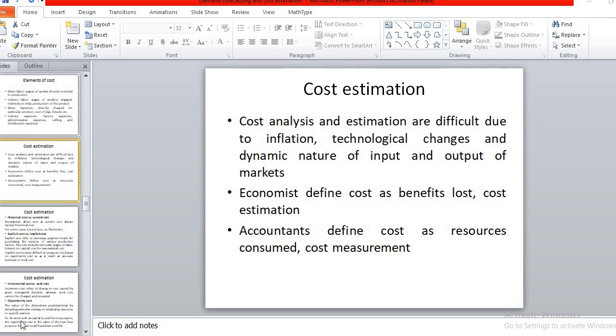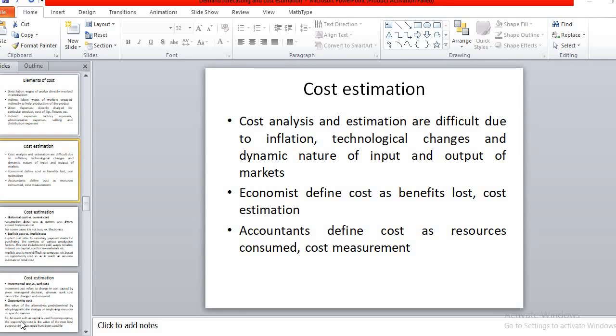In an earlier video we discussed the elements of cost: what are fixed cost and variable cost. Now we discuss the cost estimation. Economists define cost as a loss of benefits, and this is used to estimate the cost of a particular product.